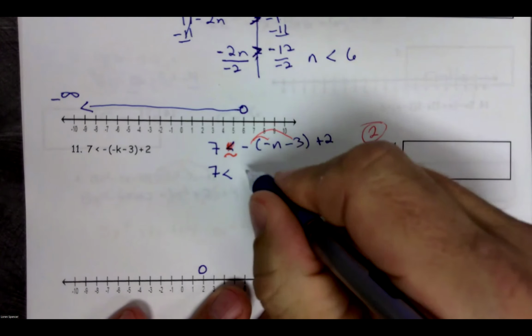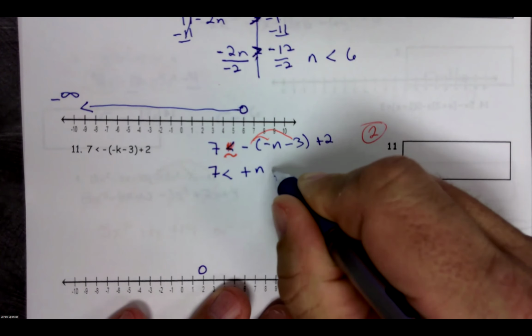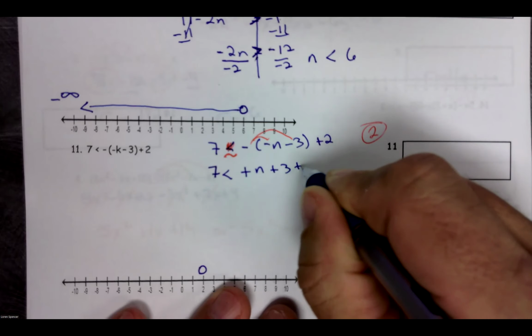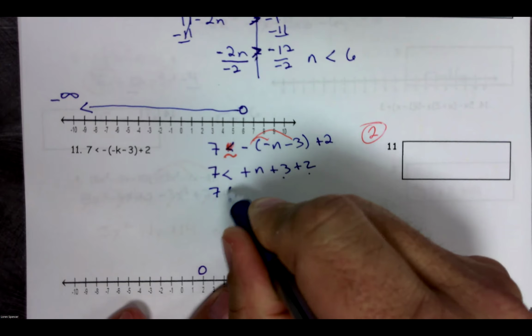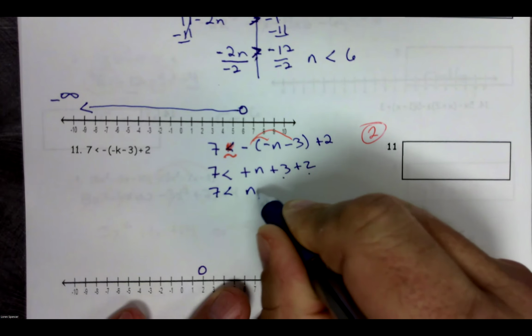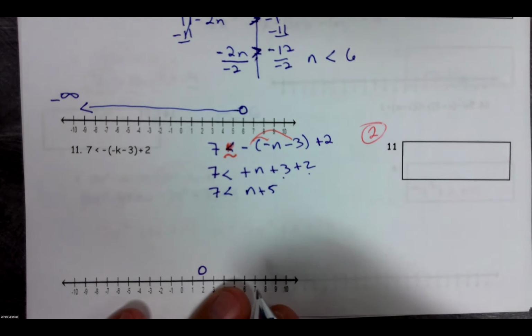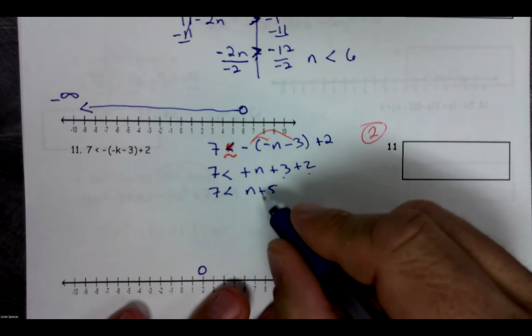When I do that, that becomes a plus n and a plus 3 plus 2. I can combine the 3 and the 2. So I have 7 is less than n plus 5. I can subtract 5 from both sides.